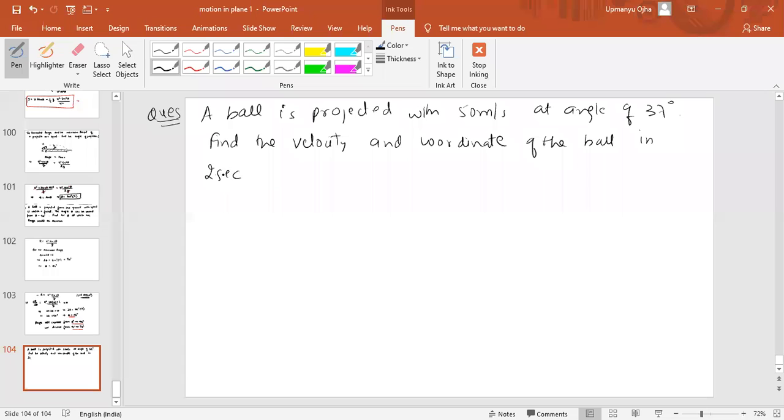In 2 seconds, what is the coordinate of the ball and what is the velocity in 2 seconds? And also find the displacement of the particle. So a ball is projected with a speed of 50 meter per second at an angle of 37 degree. Find the velocity and the coordinate of the ball in 2 seconds, and also find the displacement of the ball.